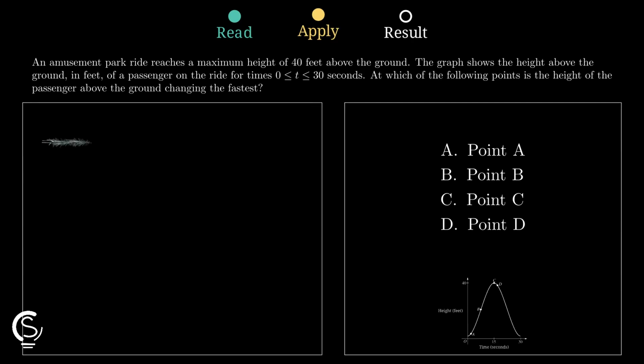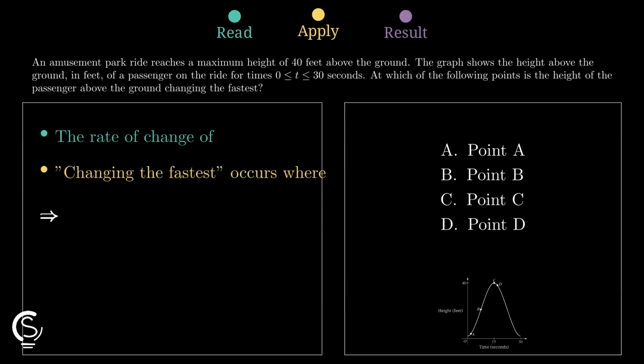Changing the fastest occurs where the absolute value of the slope is at its maximum. Look for the point where the curve is rising or falling most sharply right now. At point B, the curve is clearly at its steepest incline compared to the others. That makes option B our final winner for this problem.